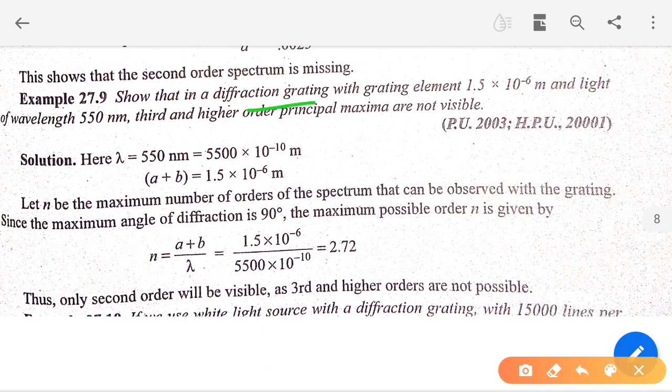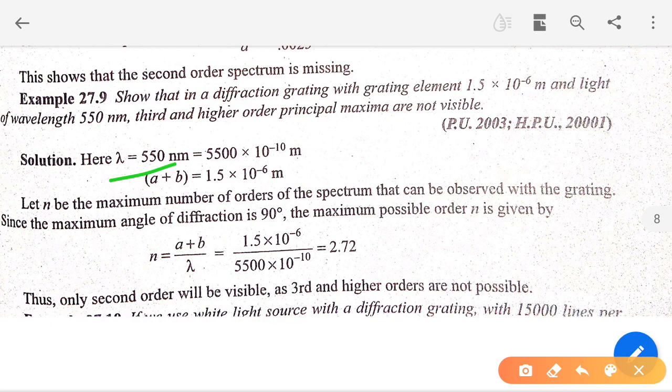with the grating element 1.5 × 10^-6 meter and light of wavelength 550 nanometer, the third and higher order principal maxima are not visible. Let's see. Given is lambda equal to 550 nanometer, that is 5500 angstrom, and a plus b is given.